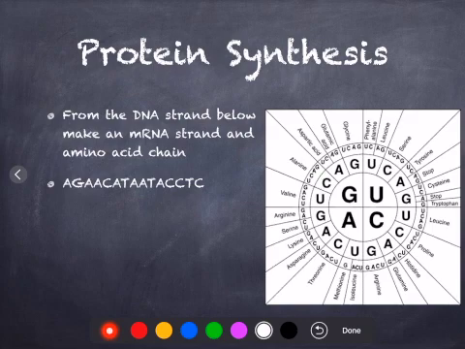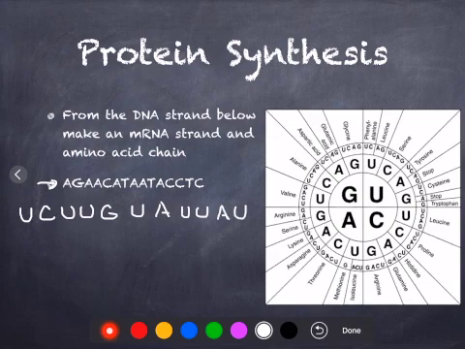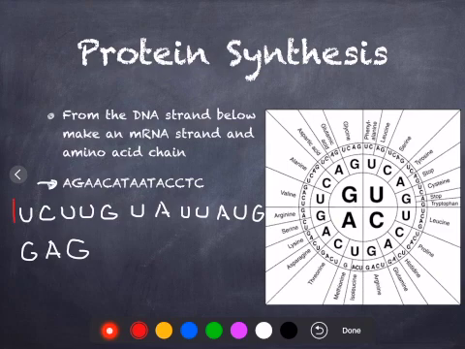The first thing we need to do is make an mRNA strand from the DNA strand below. So remember, there's no T in this. So we're going to go U, C, and I'm just reading this sequence right here and making my mRNA strand. U, U, G, U, A, U, U, A, U, G, G, A, G.